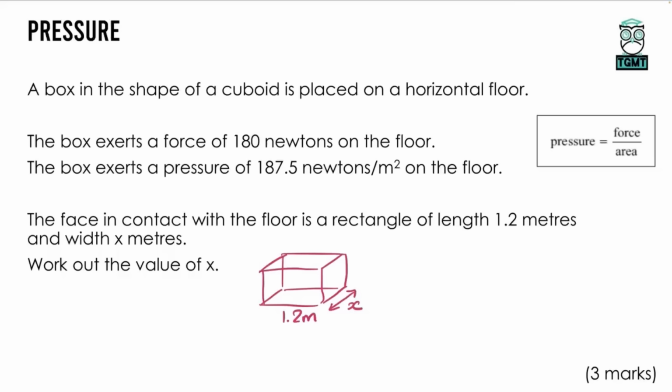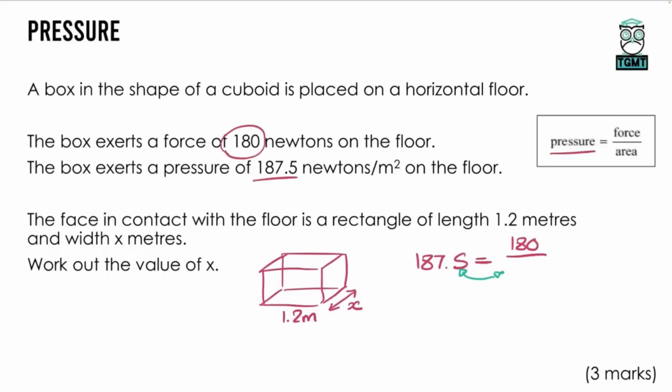Now, we have the pressure at the start of our formula, and we've been told the pressure is 187.5. So that is equal to the force, which is 180, divided by the area. So we'll put the area just below. So we need to figure out what number we have to divide into 180 to get 187.5. Now, when we have things like this, these can just be switched over. Now, there is a process to that. You multiply the area to the other side.